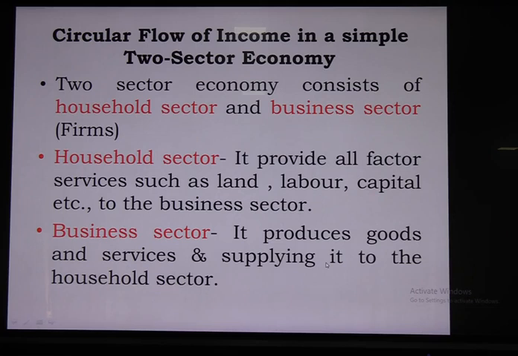What does the household sector do? For producing these 100 units of bar soap, they render their services, labor services. After rendering the service, they also receive the reward for the service, in the form of wage, interest, rent, etc. This is the role of the household sector. Okay?